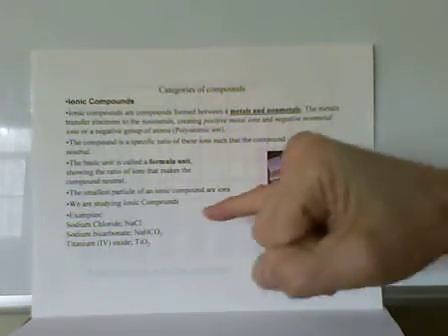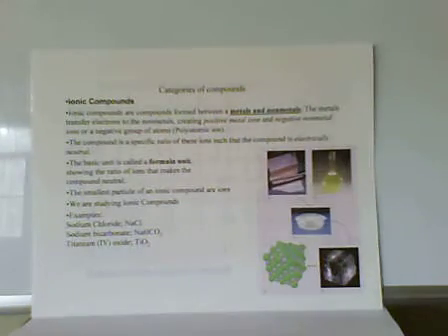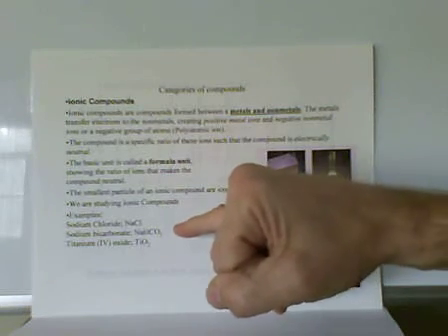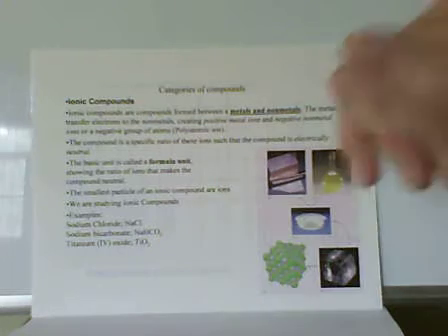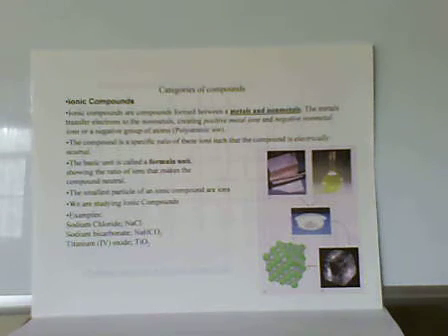And ionic compounds will include table salt, sodium chloride, baking soda, sodium bicarbonate, and titanium dioxide, which is used as the whitener in paint, and quite a few other products.